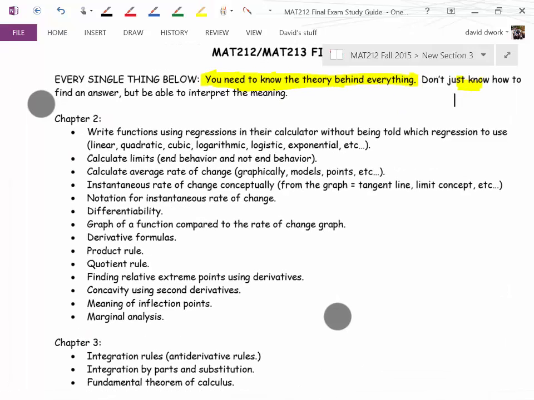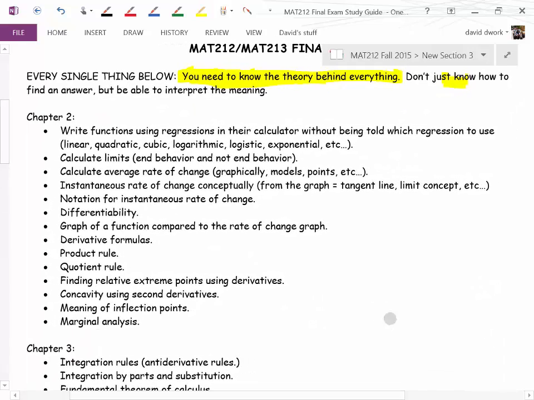So for chapter 2, our big ideas here were the first thing, and this isn't major, it's actually almost all review, but if I give you a set of data and I ask you to make a function, know how to use your calculator to make a regression. So if they ask you to come up with an equation, you need to know how to use your calculator to do that. And that was from section 2.1. We did that in there.